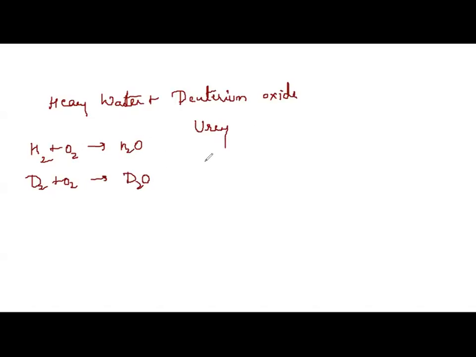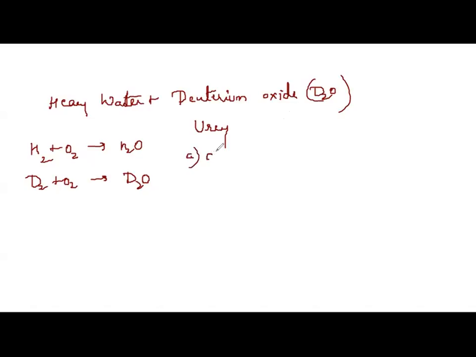Where is deuterium oxide, D2O, heavy water, obtained? It is obtained as a byproduct in some industries where hydrogen is produced by electrolysis of water. We do electrolysis of acidified water to get hydrogen gas, and during that process, as a byproduct, we get deuterium oxide. So where is heavy water used?